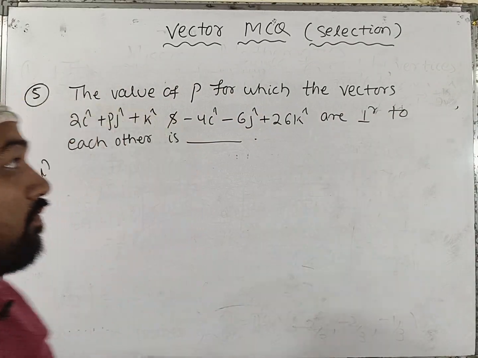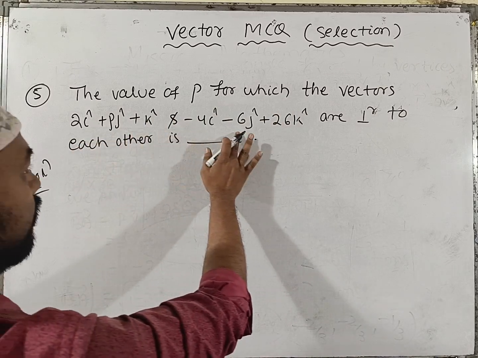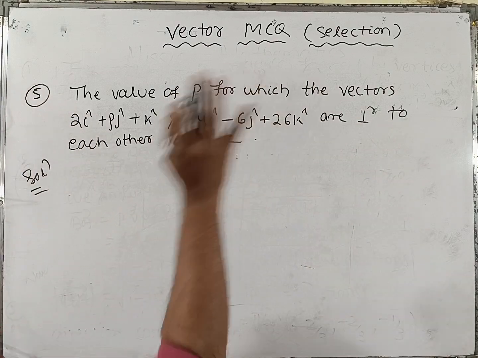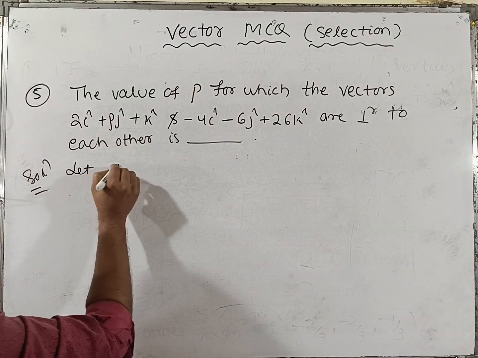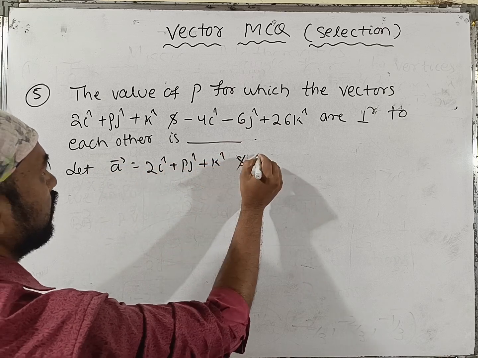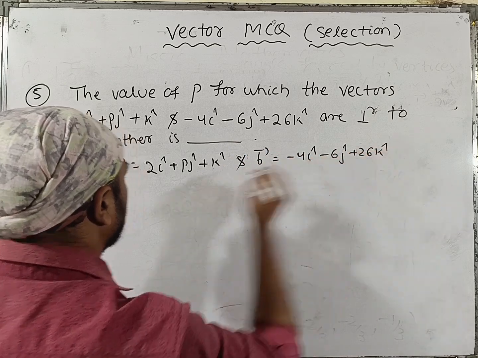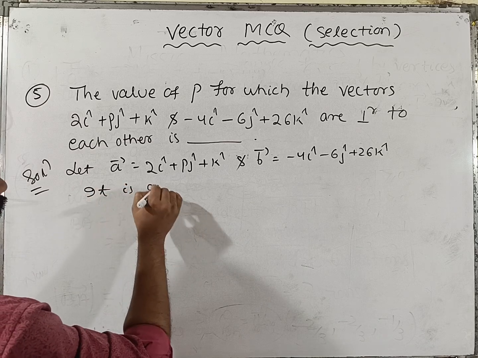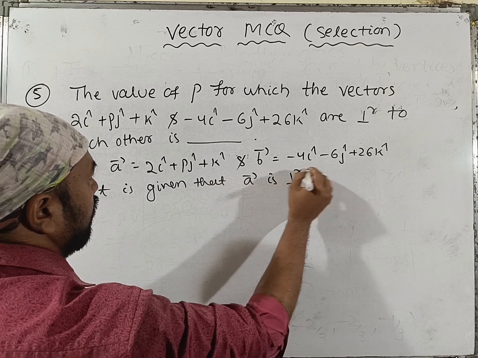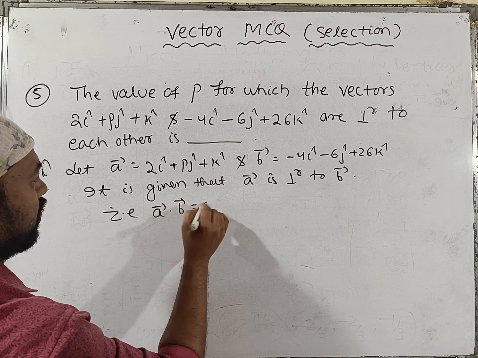Here it is question number 5. The value of p for which the vectors 2i cap plus pj cap plus k cap and minus 4i cap minus 6j cap plus 26k cap are perpendicular to each other is dash. That means we have to find out the value of p. Let A vector be 2i cap plus pj cap plus k cap, and B vector be minus 4i cap minus 6j cap plus 26k cap. It is given that A vector is perpendicular to B vector. That is, A vector dot B vector is equal to 0.